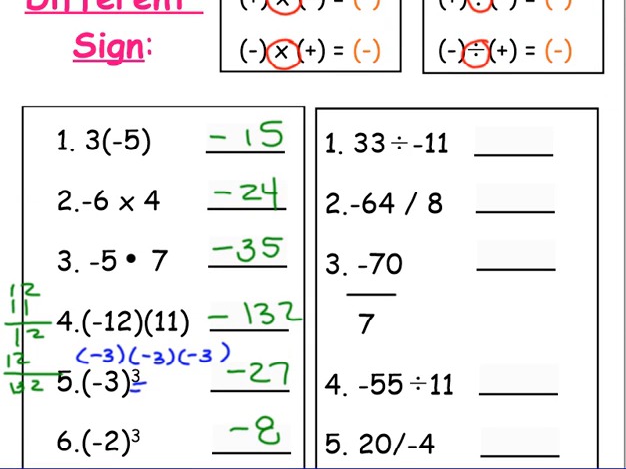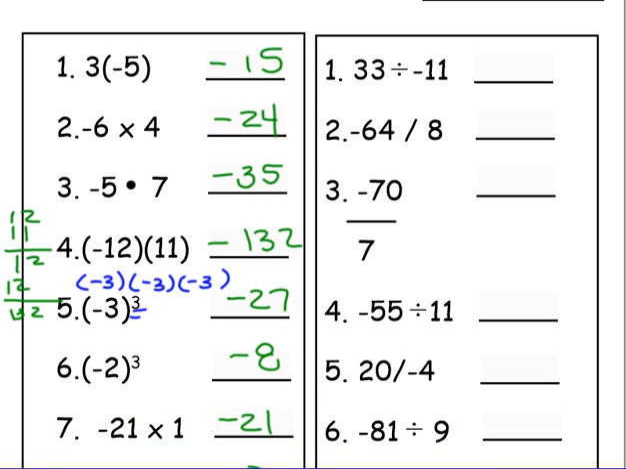All right, let's move on to the same thing but with division. So here I have positive 33 divided by negative 11. Positive divided by a negative is a negative. 33 divided by 11 is 3. Negative 64 divided by positive 8. Negative divided by a positive is a negative. And 64 divided by 8 is 8.